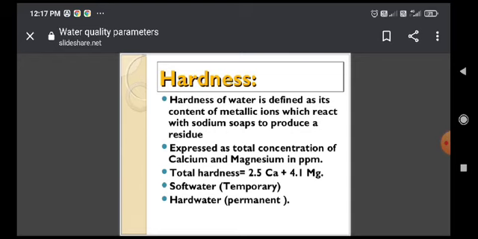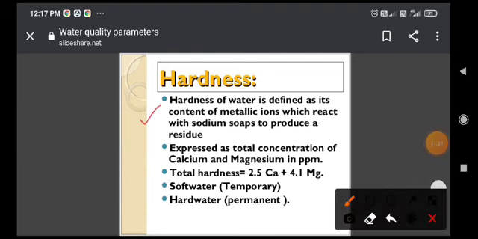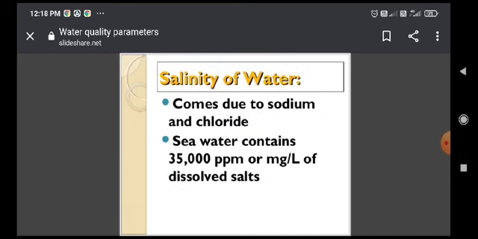What about hardness? It is the content of metallic ions which react with sodium soaps to produce a residue. Hardness causes adverse effects on the water, and hard water we do not use for drinking purposes. It depends particularly on calcium as well as magnesium. So the total hardness is 2.5 calcium and 4.1 magnesium. Soft water is temporary and hard water is called permanent water.